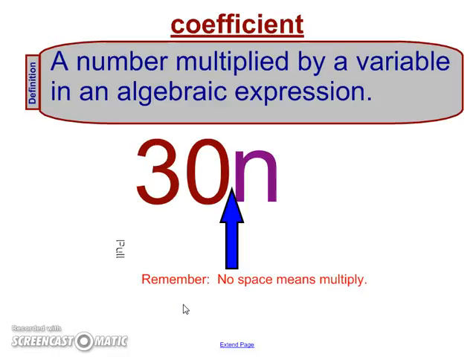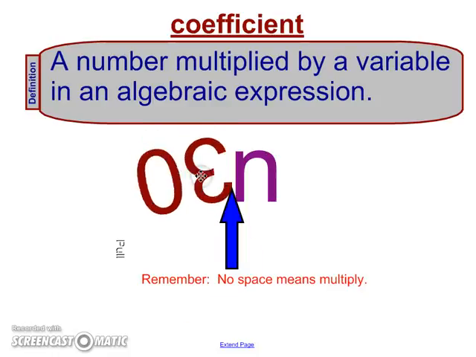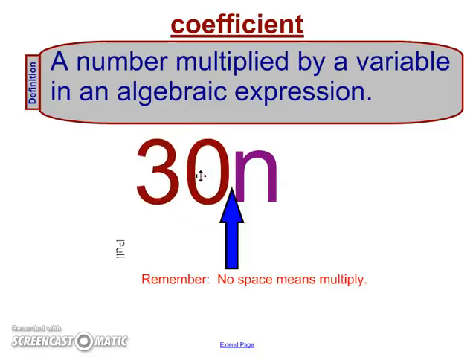Okay, that's just the way that mathematicians shorten expressions up. We'll take out multiplication signs and so on to simplify the writing and expressing of algebraic expressions. So 30 in this case is the coefficient of n. This means 30 times n.